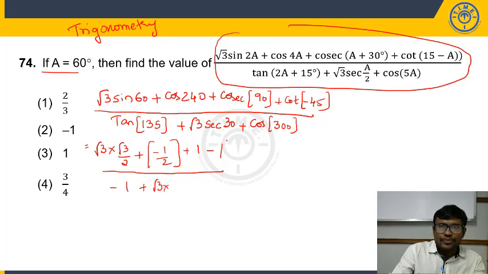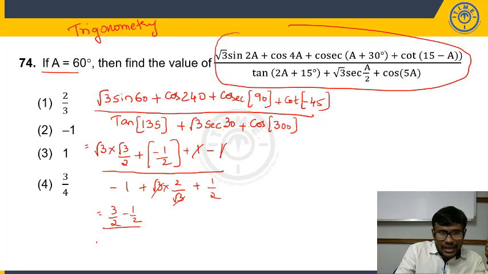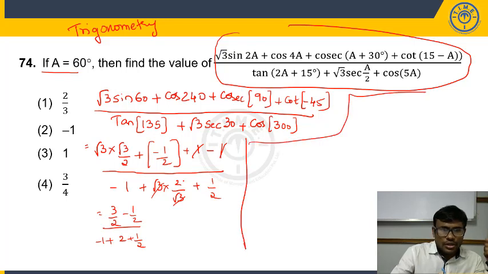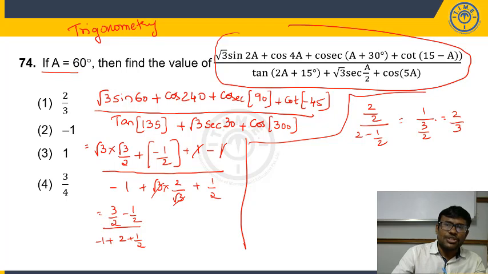Root 3 into secant 60. Cos 60 is 1 by 2. So secant 60 is 2. Cos 300. Cos 300 means cos 360 minus 60. That is cos 60. That is how much? 1 by 2. So it is 3 by 2. Plus 1 minus 1 gets cancelled. Minus 1 by 2. And minus 1 plus 2 plus 1 by 2. So it is 3 minus 1 by 2 is 2 by 2. And 2 minus 1 by 2. So it is 1 minus 3 by 2. That is equal to 2 by 3. So 2 by 3, which option? Option number 1.